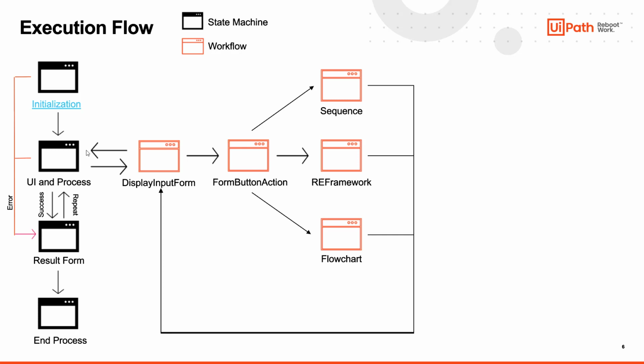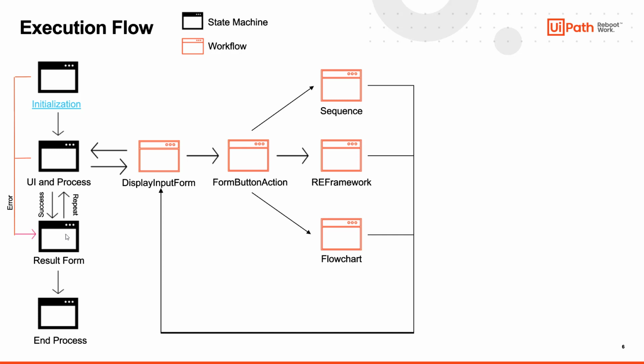Now, if this is successful, we will display our form to the end user. The user will click a button, and then it will perform the requisite process association with that button. So as you can see here, as I mentioned before, you can have a sequence, you can have a framework, you can have a flowchart, anything that you'd really want. The user interface portion is really agnostic from the process itself.